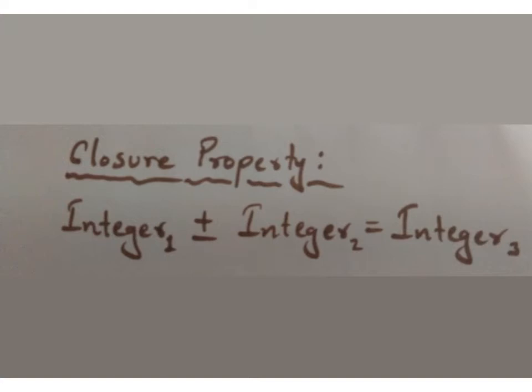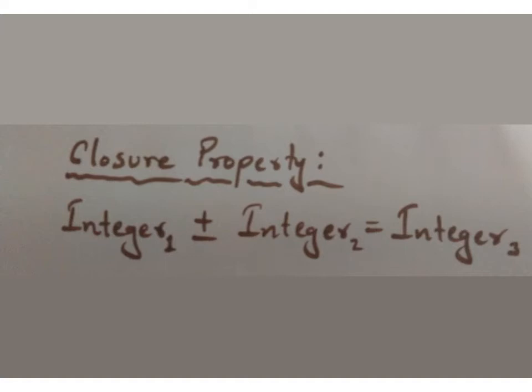Now I know there will be a confusion about what this plus minus symbol is. Whenever you see a plus minus symbol in mathematics, this is not in your book, it means that this equation is true even if you put only plus in the equation or if you put minus in the equation. That means integer 1 plus integer 2 will give you integer 3. And integer 1 minus integer 2 will also give you an integer itself. That is the closure property.